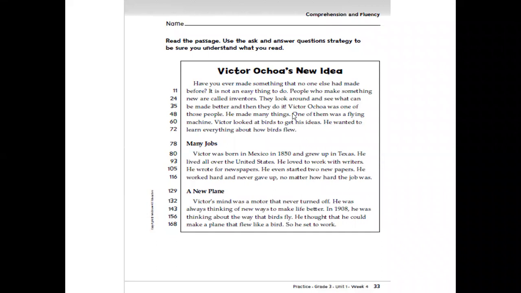Victor Okwa, new idea. Have you ever made something that no one else had made before? That means, have you ever invented something? It's not an easy thing to do. People who make something new are called inventors. So what's the meaning of inventors? The inventors are the people who make something new. We call them inventors. They look around and see what can be made better, and then they do it.